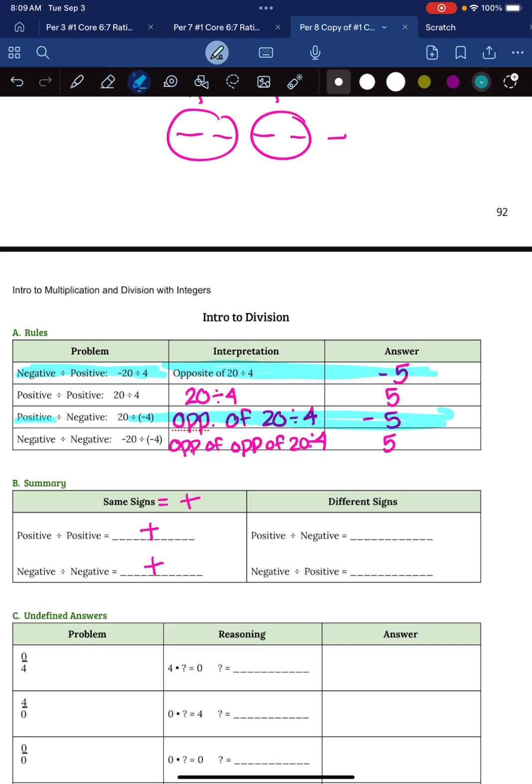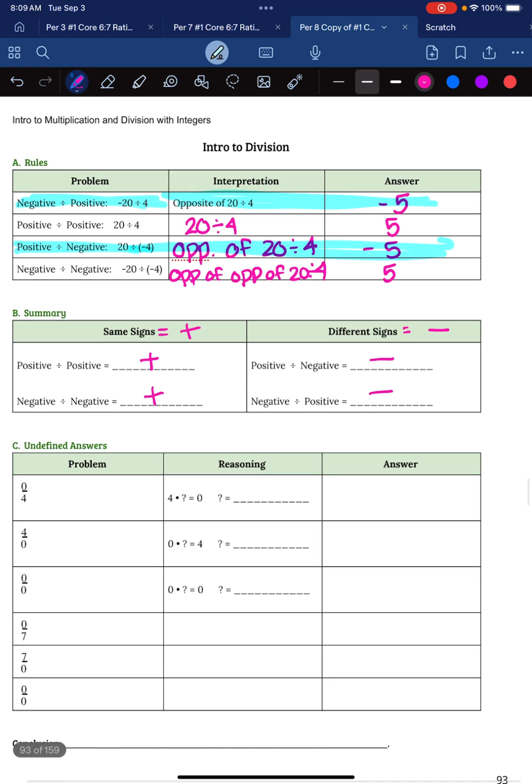I knew it wasn't going to like that eraser. Okay, now the highlighted examples are my different sign examples. Since there will always be an odd number of negatives if they have different signs, it is therefore a negative answer either way. And different signs, the rule is it'll always be negative.